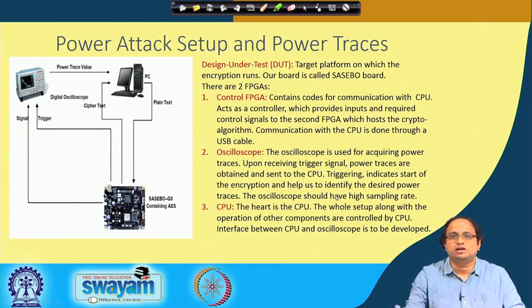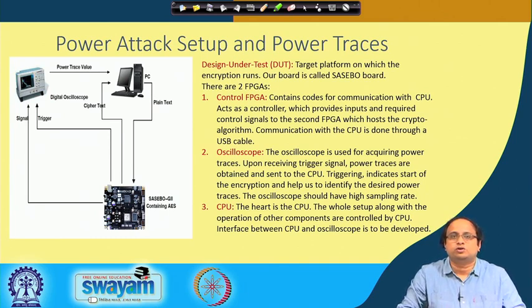The triggering indicates the start of the encryption, and therefore it helps us align the power traces, so that every power trace corresponds to the same set of operations. If there is a misalignment, that would lead to a lower success rate. It can even lead to the attack not working at all. So, it is very important that we properly align the traces, and triggering helps us do so.